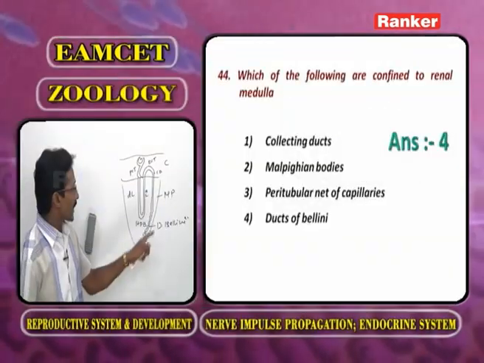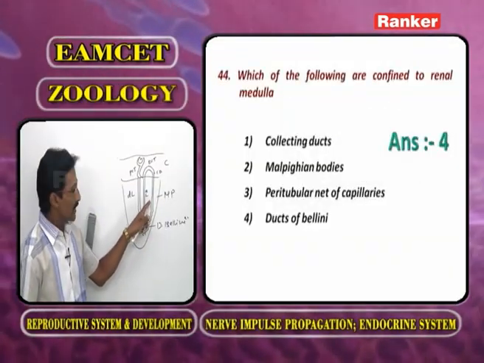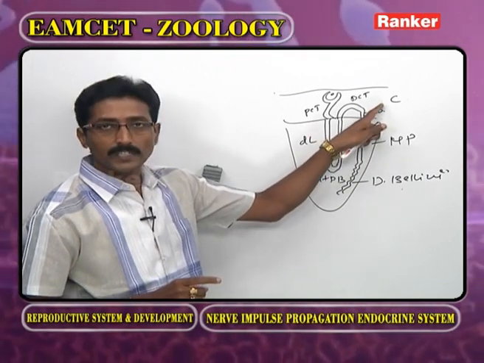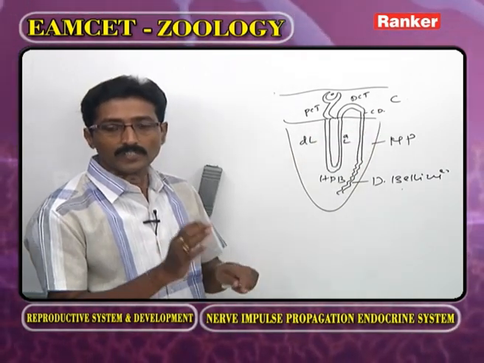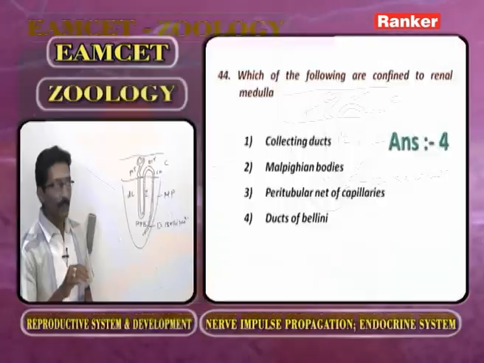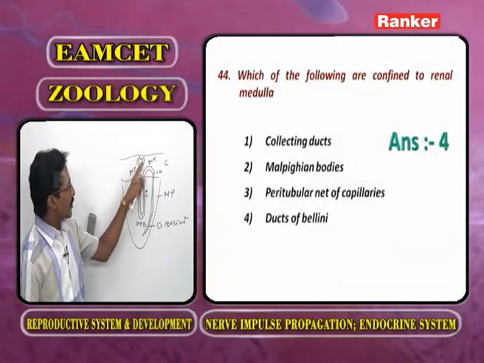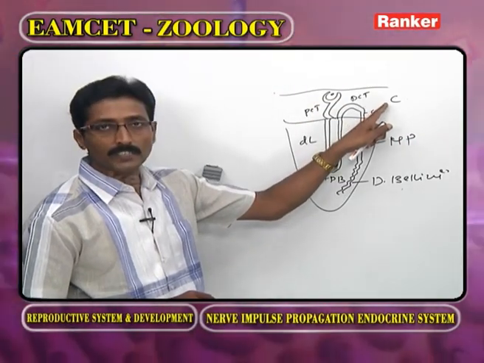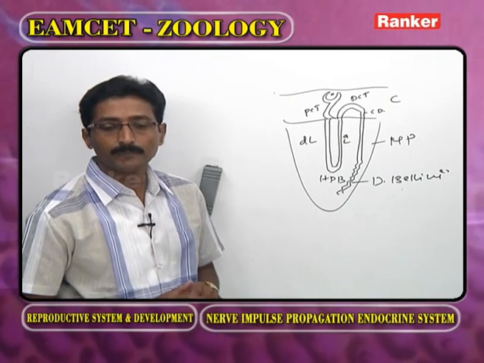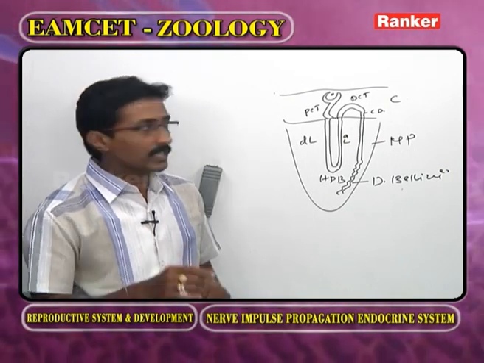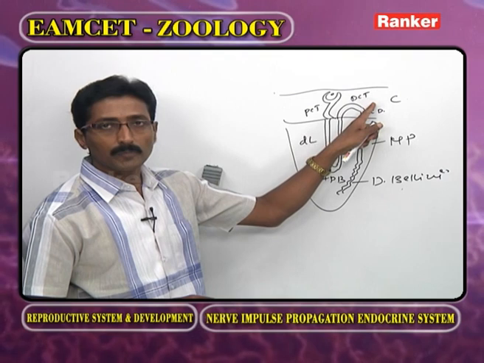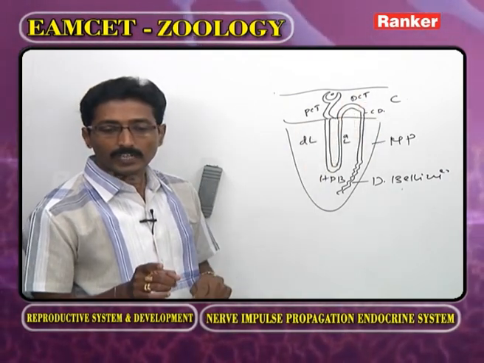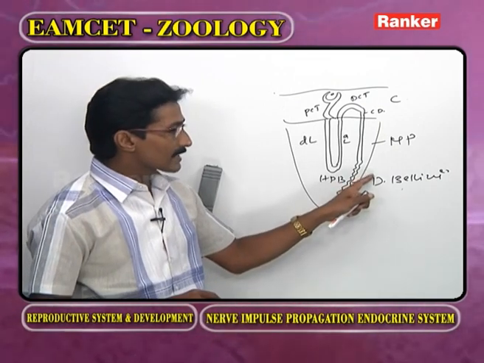These are collecting ducts. Collecting ducts are present not only in the medulla but also in the cortex, so the first option is not correct. Second, the Malpighian body: the glomerulus and Bowman's capsule are called the Malpighian body, and that is present in the cortex, so the second is eliminated. The peritubular network of capillaries is also present in the cortex, though not shown in this diagram. And the last one is the ducts of Bellini.